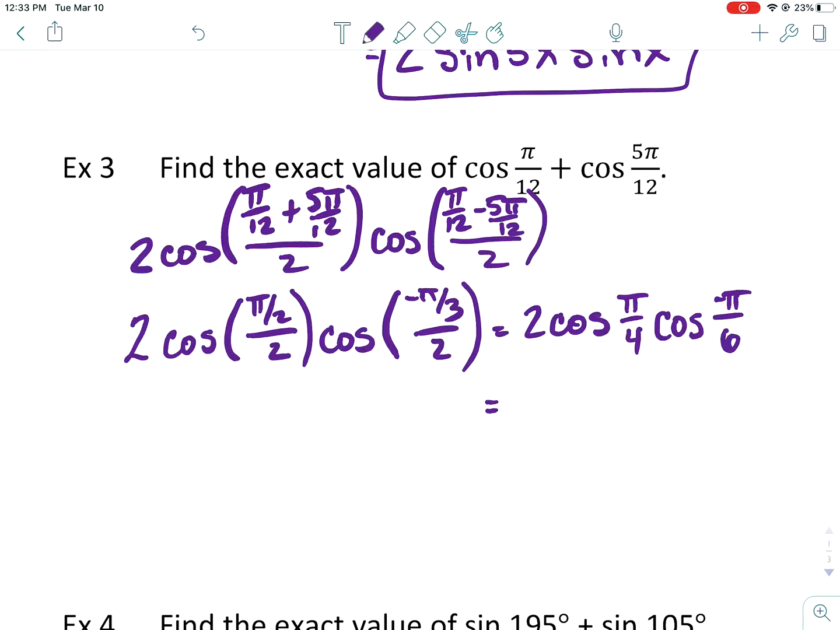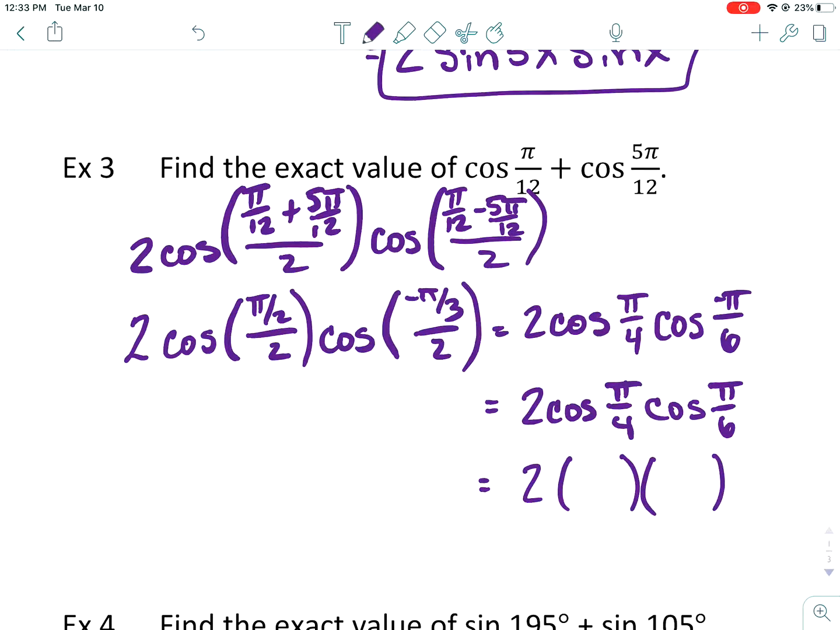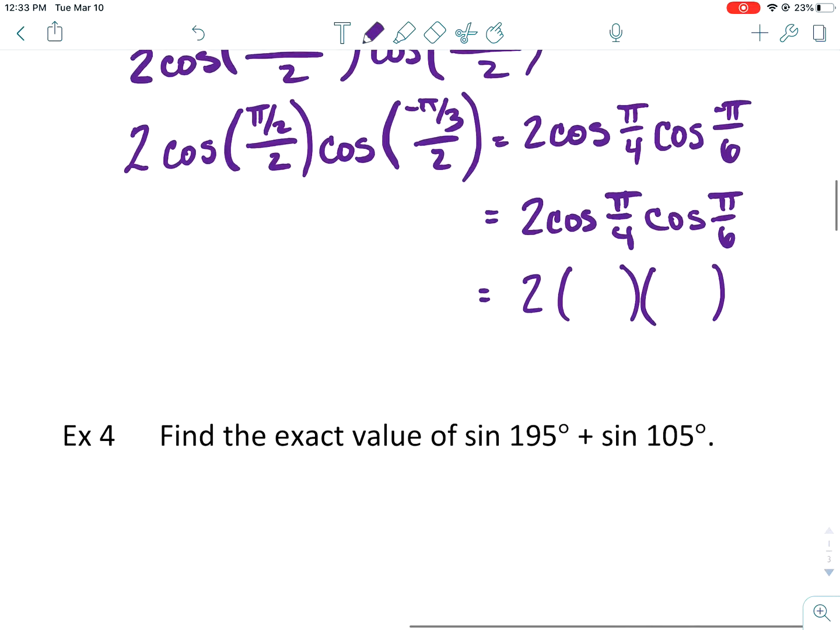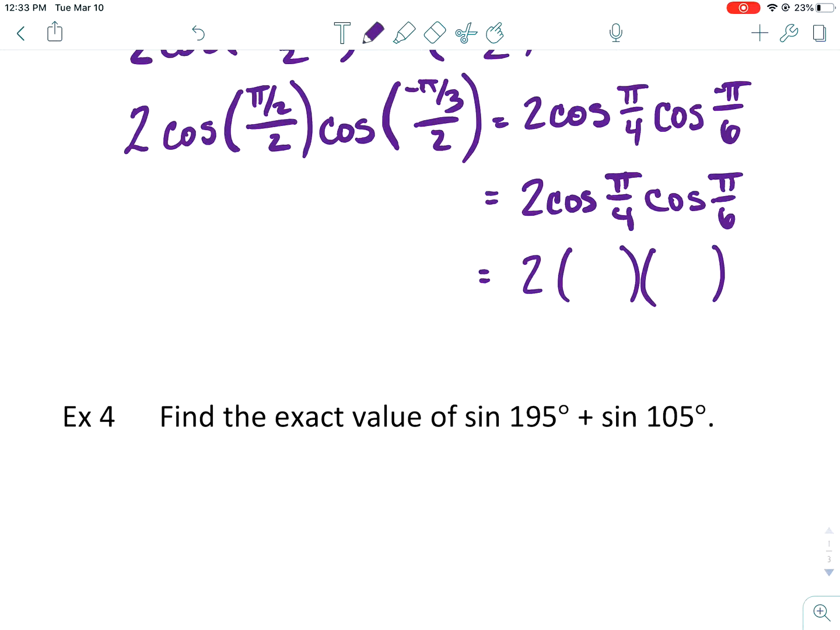All right, is cosine even or odd? Cosine's even. So the cosine of negative pi over 6 is exactly the same as cosine of pi over 6. So I would just drop that negative off. All right, and then after this, it's just using the hand trick or whatever you guys do to figure out the cosine of pi over 4 and the cosine of pi over 6. So you guys finish that off for me, please. Or just fill in those parentheses.